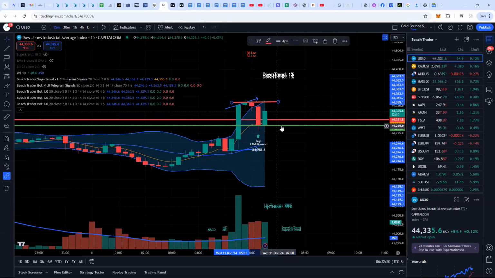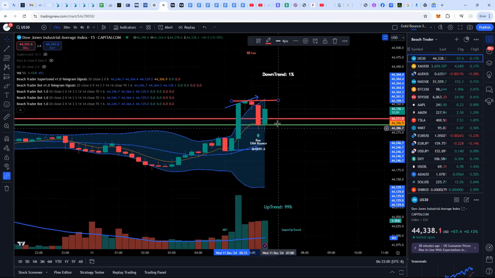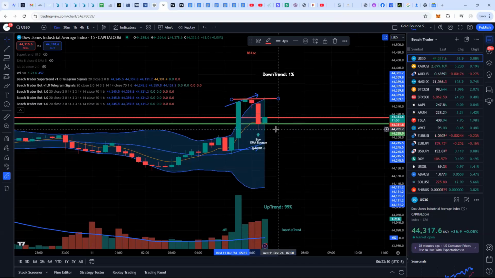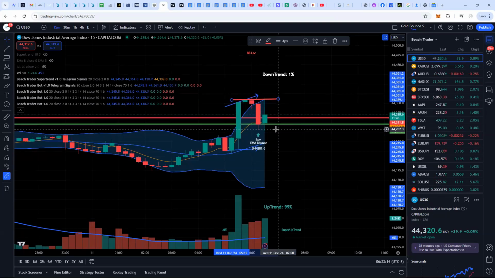So this is what I call a cat on a string. This is the support down here to go up. This is the resistance up here to go down. So whichever line it goes to first, the green line or the red line: if it goes to the green line, we're going to go for a buy. If it goes to this red line, we're going to go for a sell. We can't do this too many times. We're going to have to stop in a couple minutes, but it's still good right now.